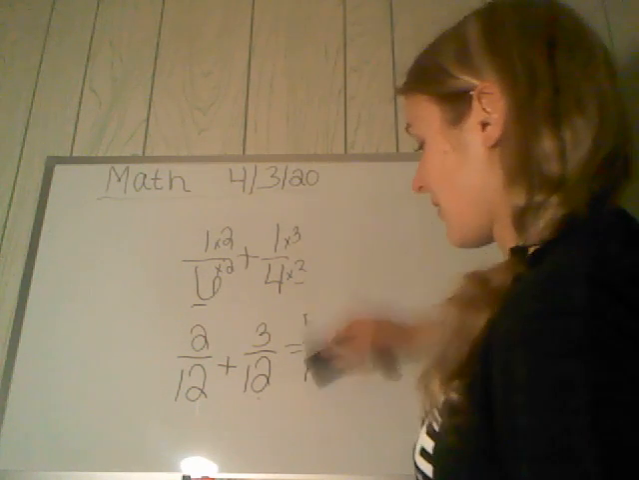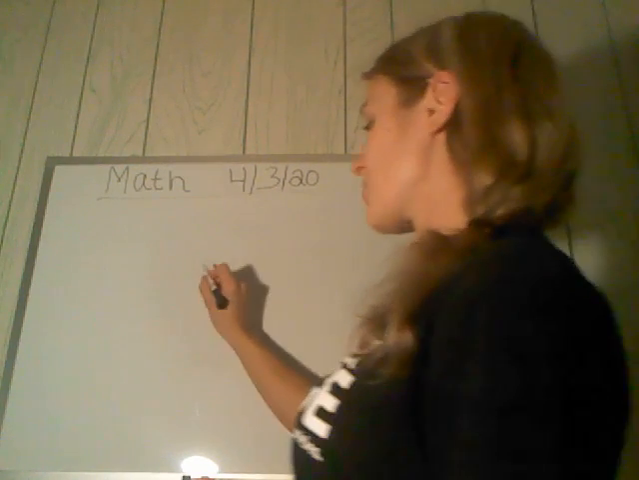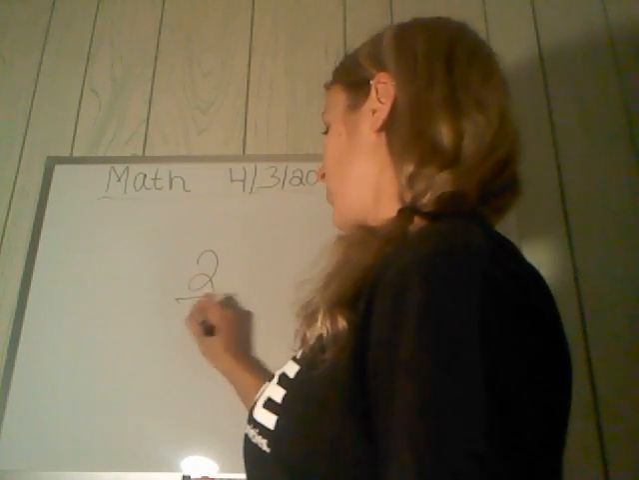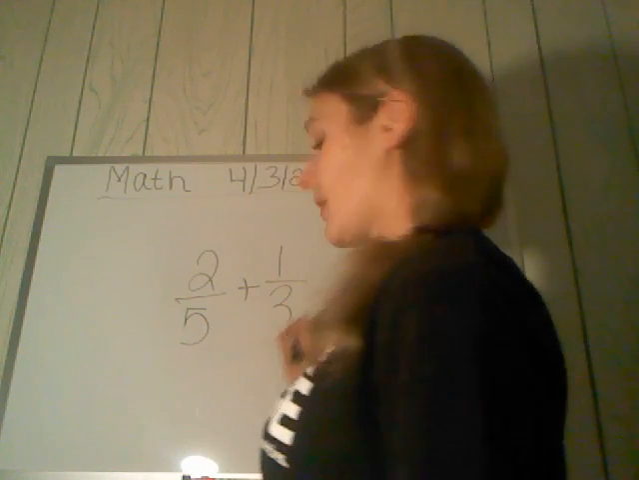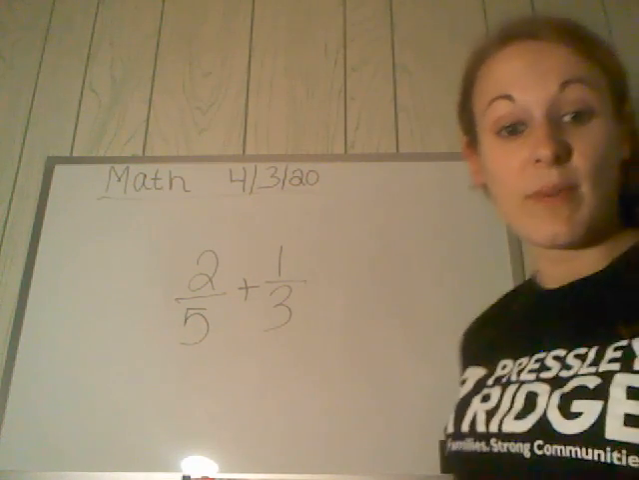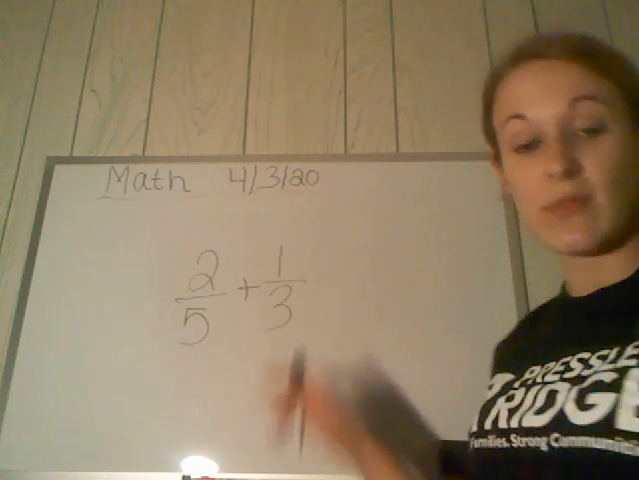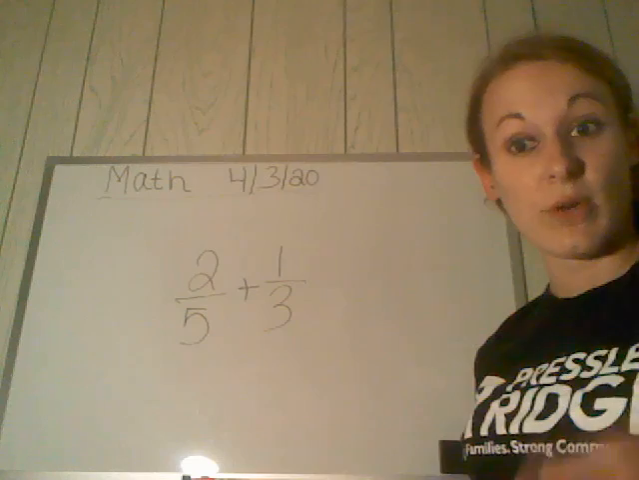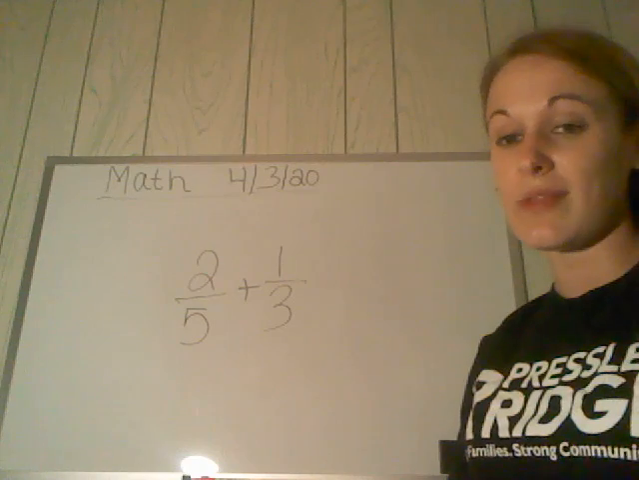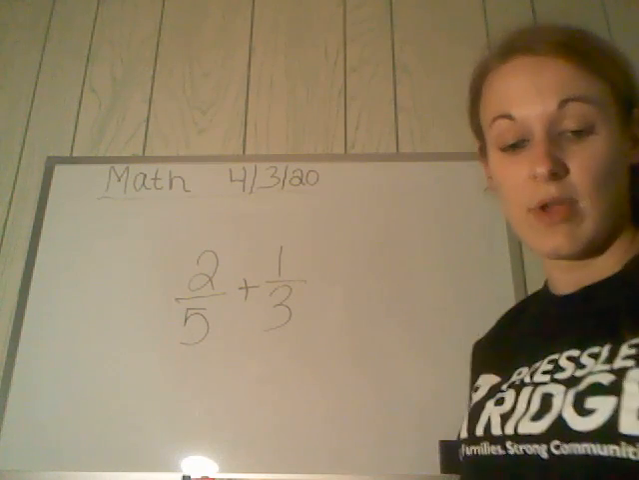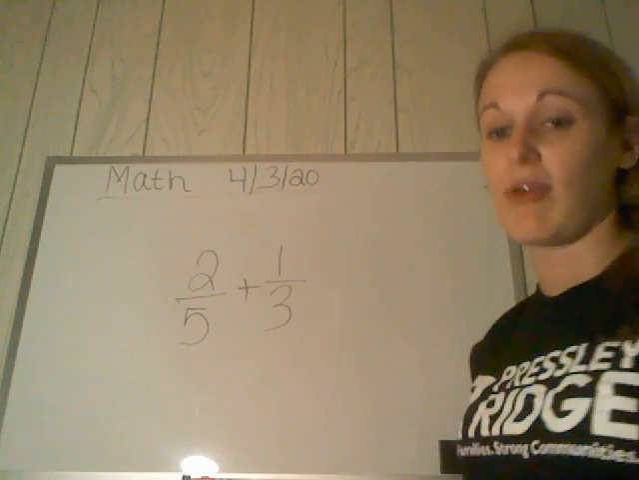Let's try another one. So let's try 2 over 5 plus 1 over 3. Remember, we need to find a common denominator. A common multiple between 5 and 3. So you guys can use your multiplication charts. The least common denominator, we're going to start with the larger one first, so 5. So let's look down our list of 5. So it goes 5, 10, 15, 20, 25.